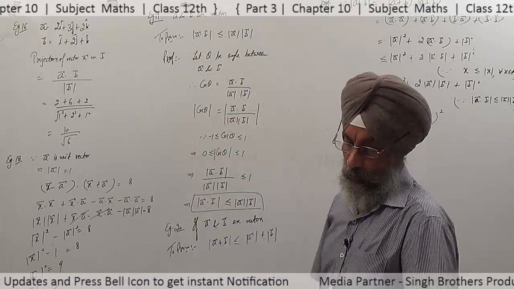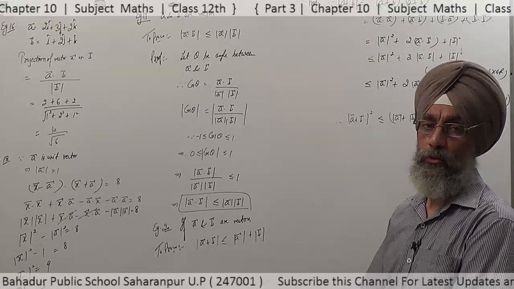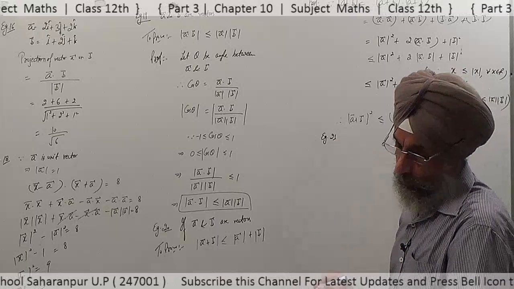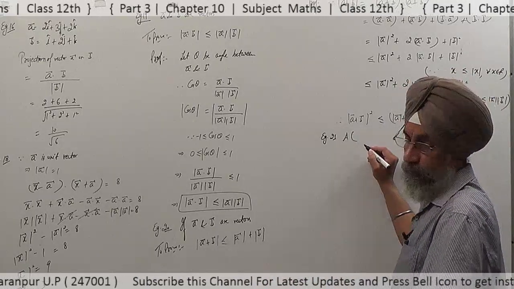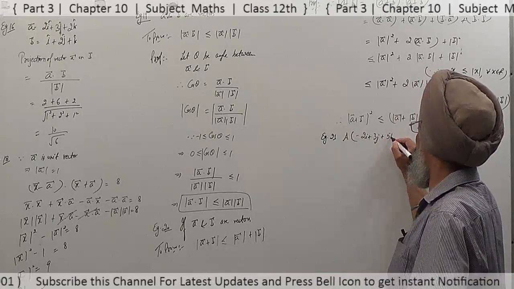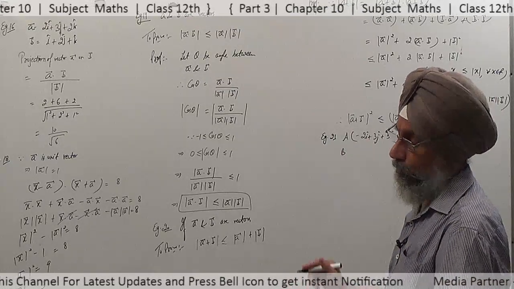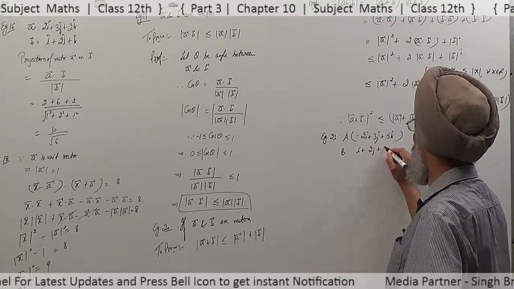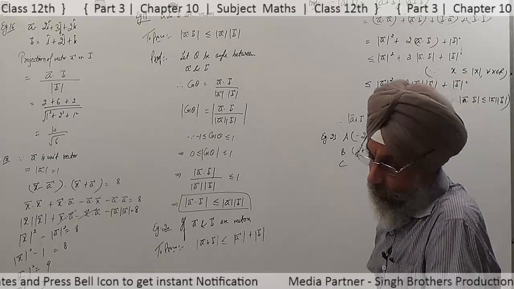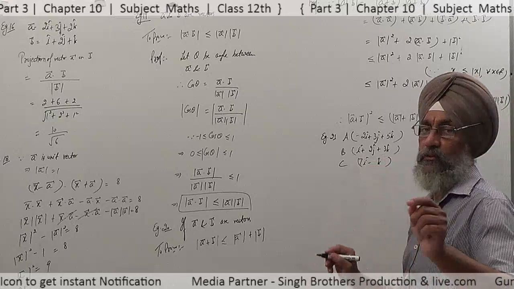I am discussing example 21. I am discussing this example because many of the questions have their concept based on these questions. In example 21 we are given a vector with the point A: minus 2i plus 3j plus 5k, vector B with the point i plus 2j plus 3k, and C is given as 7i minus k. We have to show that these 3 points are collinear.